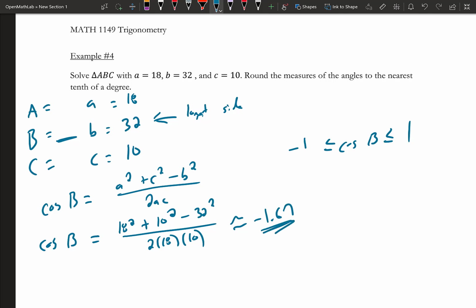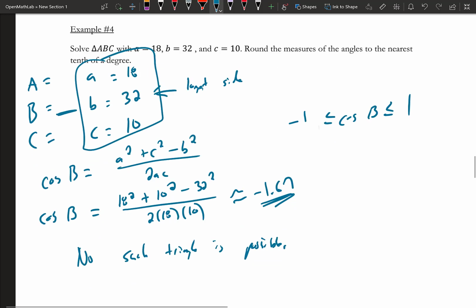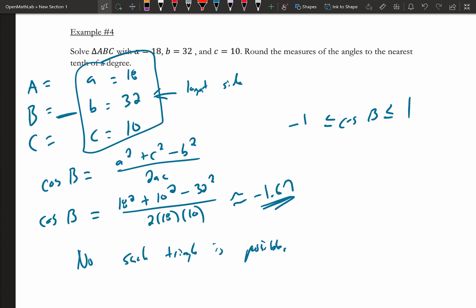So therefore, there is no angle that fits that information. In other words, there's no such triangle that exists. No such triangle is possible that has these three length measurements. And that's my red flag: if I get cosine of B equal to a value that's not between negative 1 and 1.